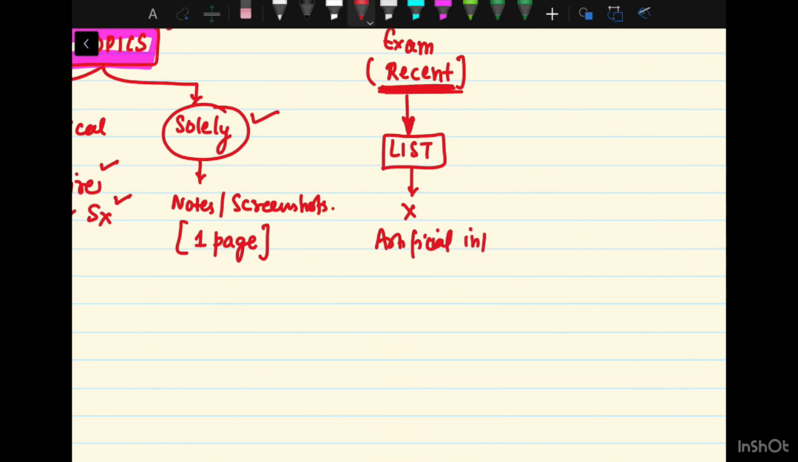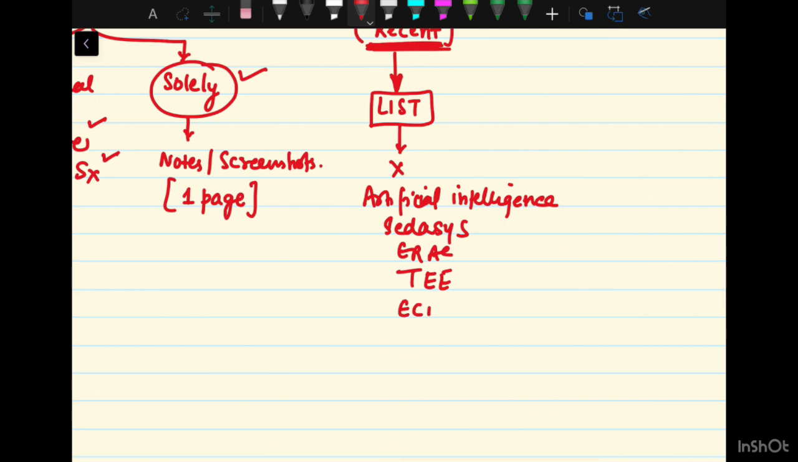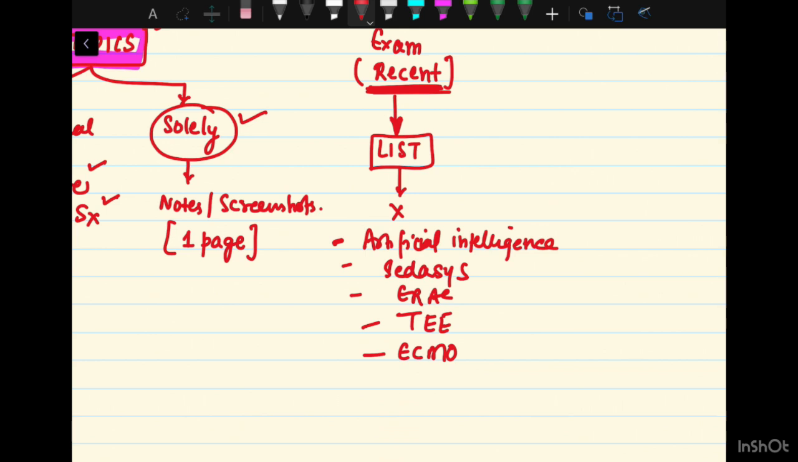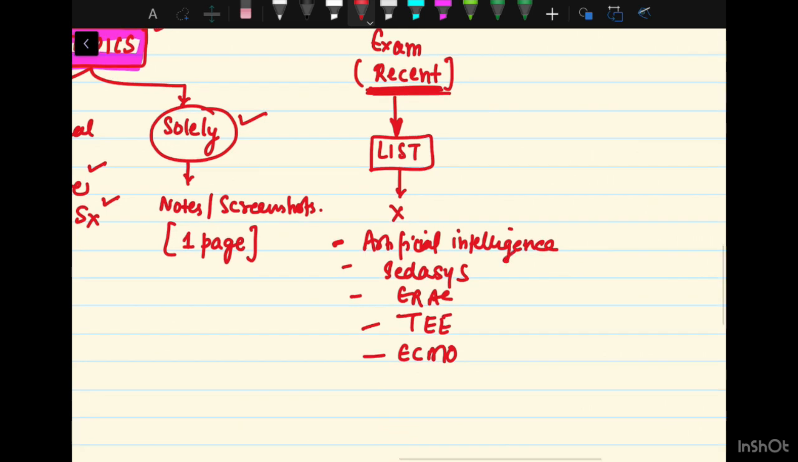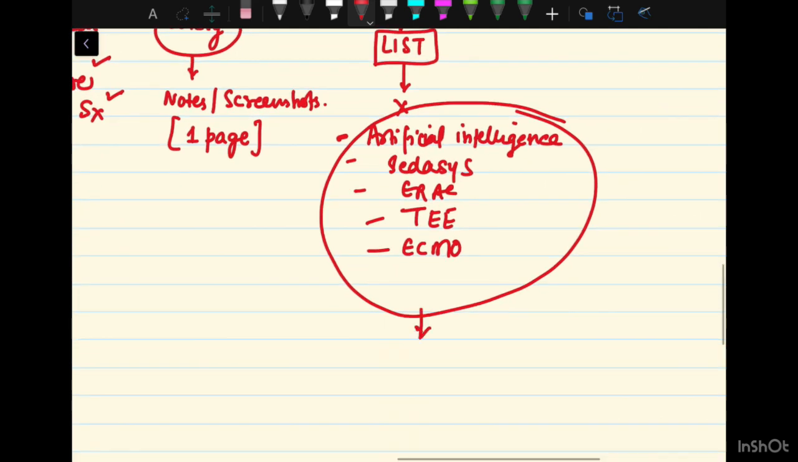For example, there are topics on artificial intelligence, or questions on sedasys or ERAS, or esophageal echocardiography or ECMO. These topics are usually not done in your daily practice, but they are a part of your recent advances. For those topics, it doesn't matter where you have read it. Trust me, these are topics which are part of your third year, and you have to do them in the end, because there's no end. This list is very long.